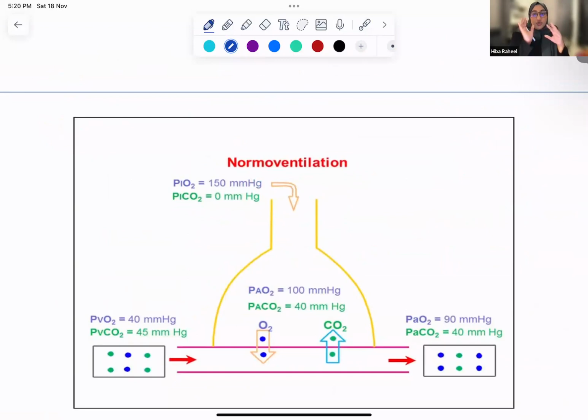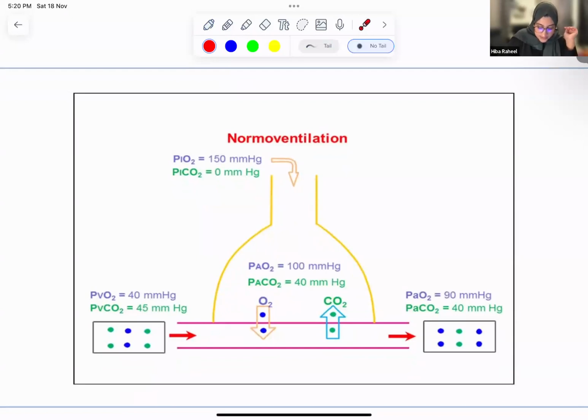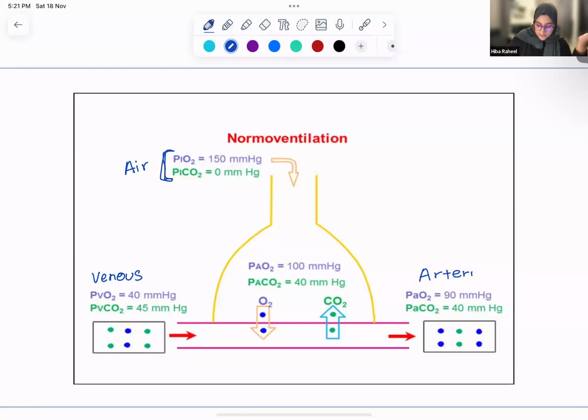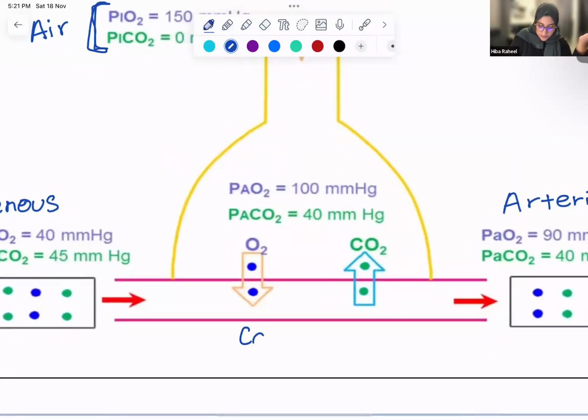Okay, so ventilation. We're going to first talk about normal conditions, then I'm going to move on to abnormal conditions. Normally, this is your alveolus, and this is the capillary. This is the air that you're breathing, the air that you inhale. When you inhale air, it mostly has oxygen and very little carbon dioxide. It comes inside the alveolus, and at the same time, you have blood flowing. Blood is coming from the venous side, so this is the venous side, and this is the arterial side, and this right here is your capillary.